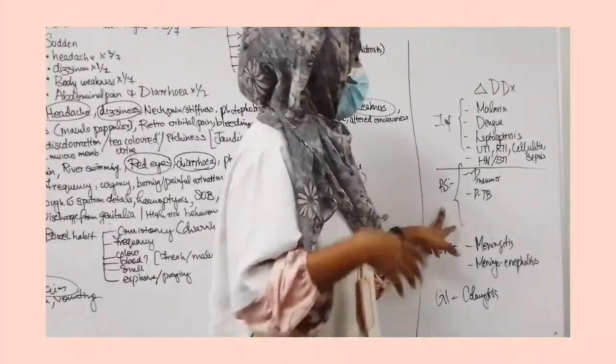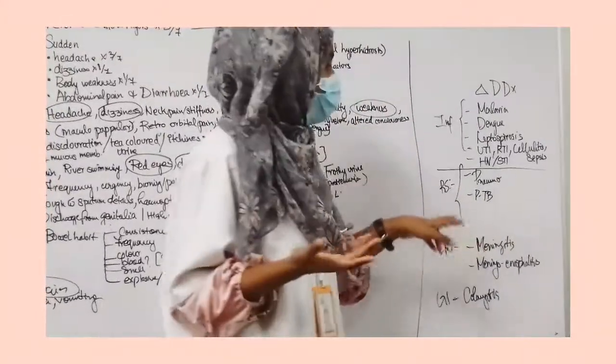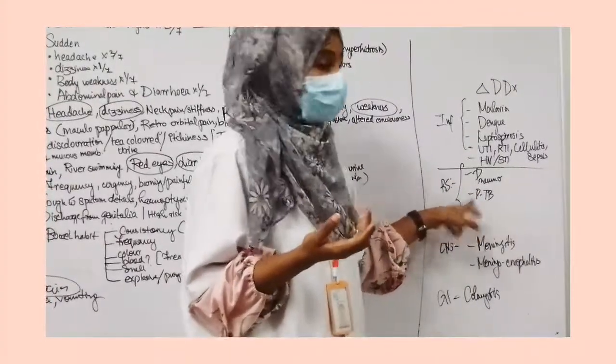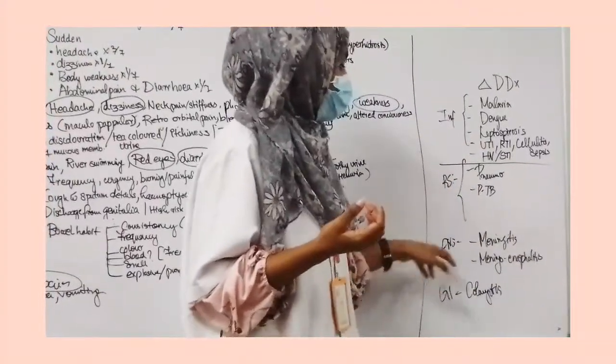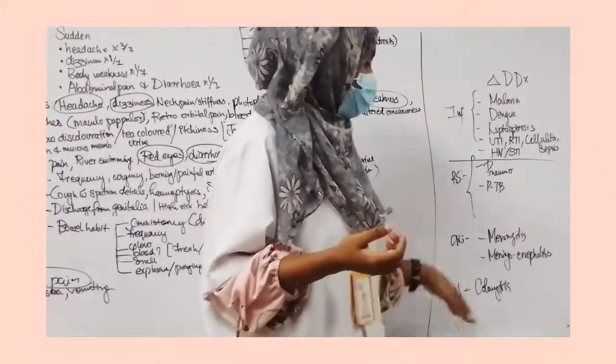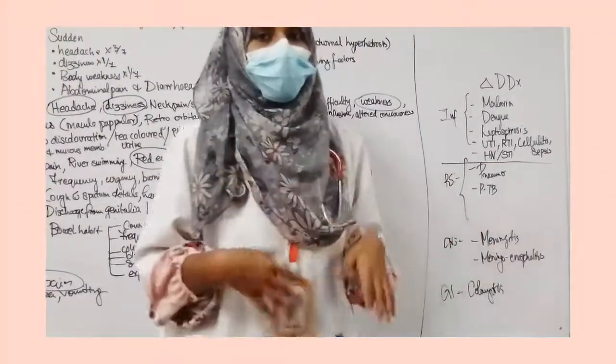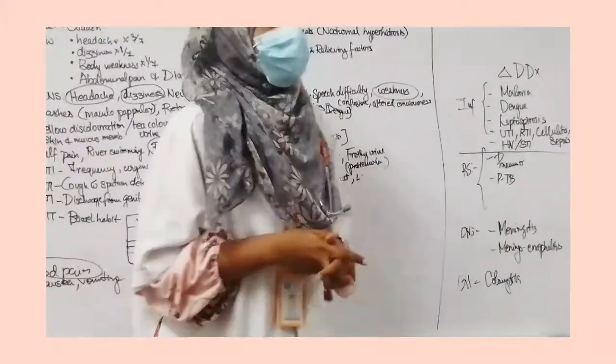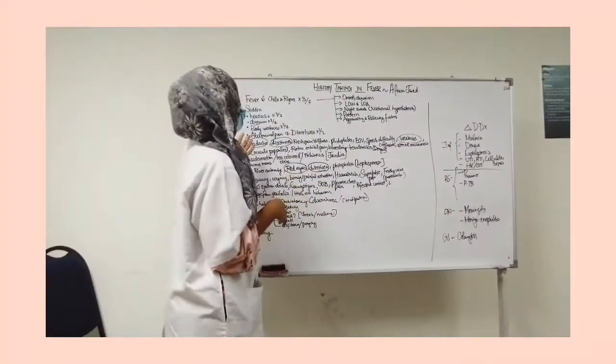In respiratory, the main things I see in the wards of my hospital are pneumonia and pulmonary tuberculosis. In the central nervous system, mostly meningitis and meningoencephalitis, and in the GIT, you can rule out cholangitis or any other inflammatory conditions as well. So let's focus on the case itself.